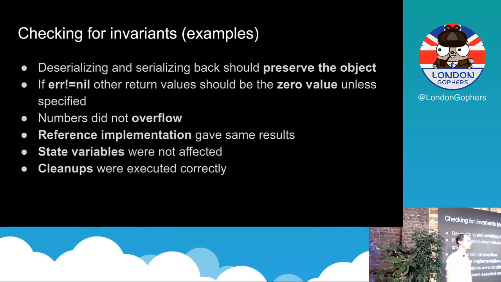If your package has a state, you could save the state before fuzzing, fuzz, and check that the state hasn't changed. If you expect your function to be pure, the state shouldn't change. And also that there were cleanups. For example, if your program creates temporary files, check there are no more temporary files after your function is done executing.